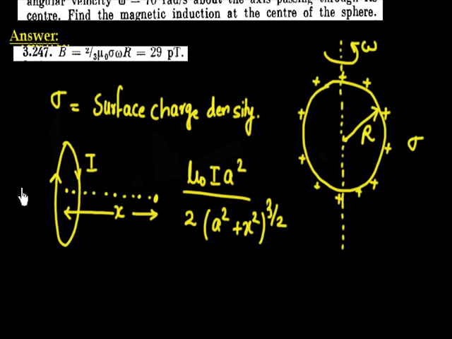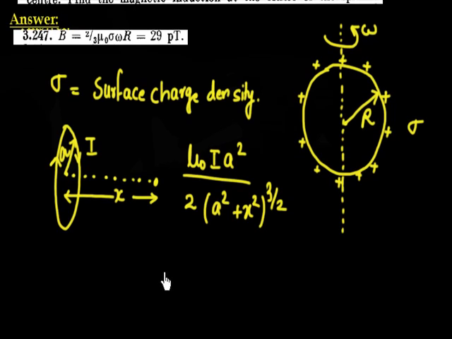Are you getting or not? And we also said the radius of the loop is a. So this is the formula we have, and we will use this formula. How will we proceed?